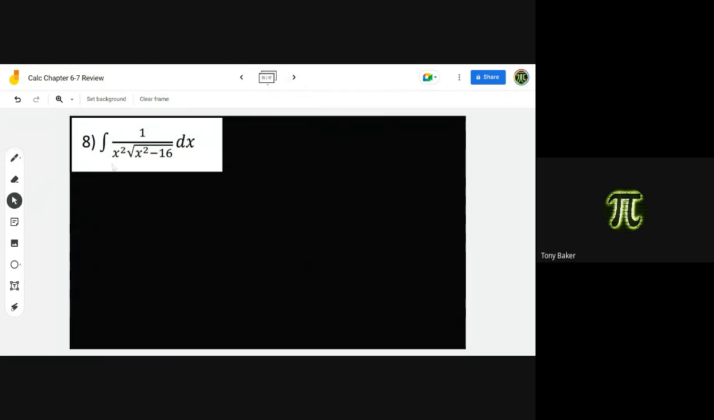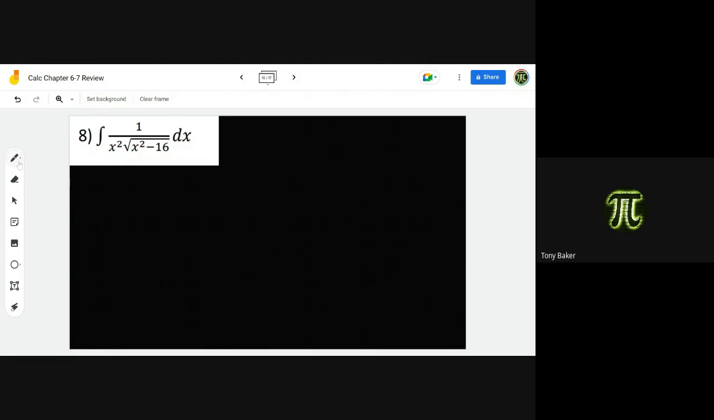All right, 3 left. Number 8. So I got 1 over x squared, square root of x squared minus 16. So in this one, we have what? Can I do u substitution? No. Cannot do u substitution. So since we can't do u substitution, I have to do my trig substitution for this one.